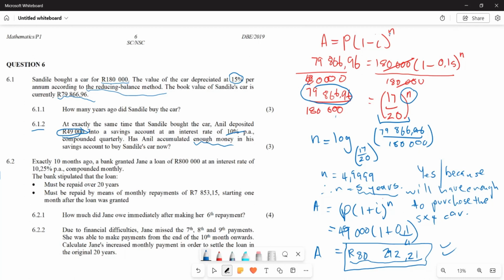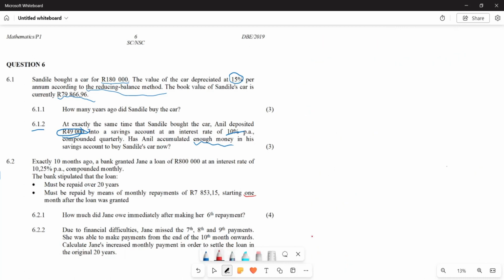Now let's continue and see our 6.2.2. Now we are going to look at our 6.2. They say exactly 10 months ago, a bank granted Jane a loan of 800,000 at an interest rate of 10.25% per annum compounded monthly. They say the bank stipulated that the loan must be repaid over 20 years by means of monthly repayments. And the repayment period is going to start 1 month after the loan was granted.